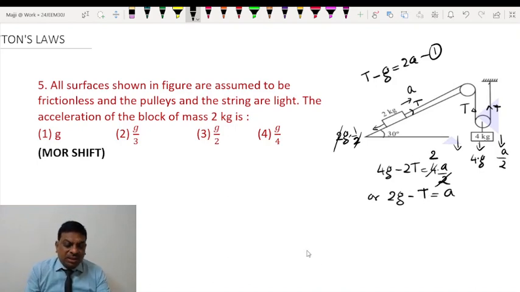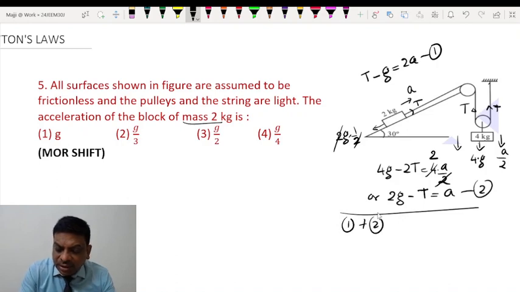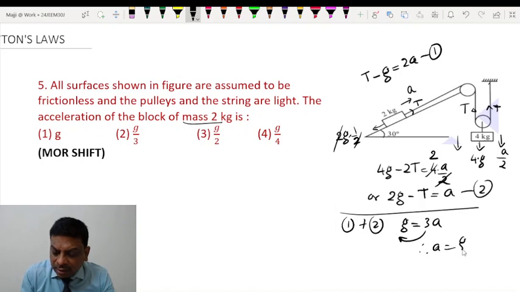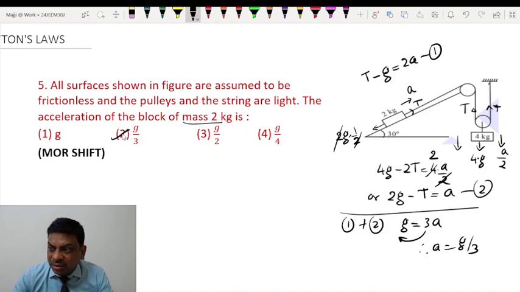Since we are interested in the acceleration of the block, let us eliminate T. So adding equations 1 and 2, you can see plus T minus T gets cancelled. 2g minus g is g, and here it is A. Therefore A is equal to g by 3. So g by 3 is the answer, and we will go with the second option, students.